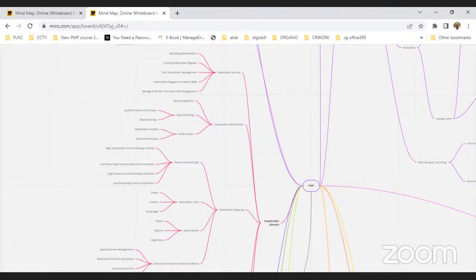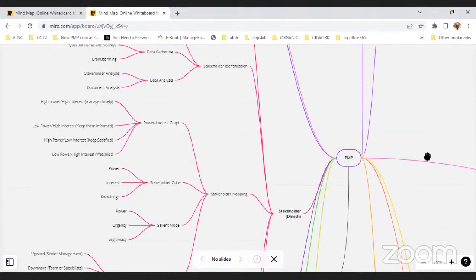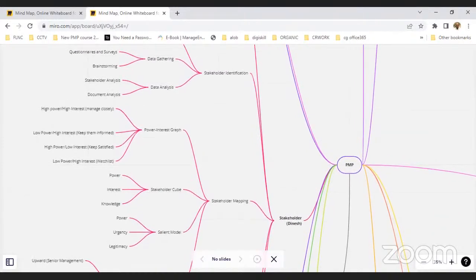As a part of the identification process, we use different techniques. One is expert judgment, data gathering, and data analysis. On the data gathering part, we try to use questionnaires and surveys to identify. We try to do brainstorming. And once we do that, for the analysis part, we do the document analysis to identify the stakeholders' information from the collected data.